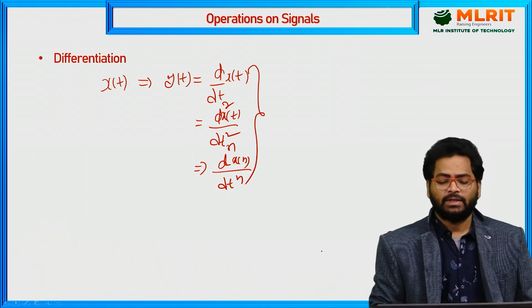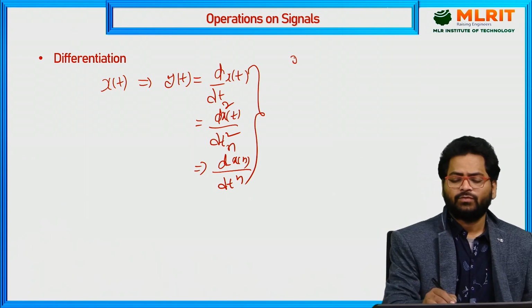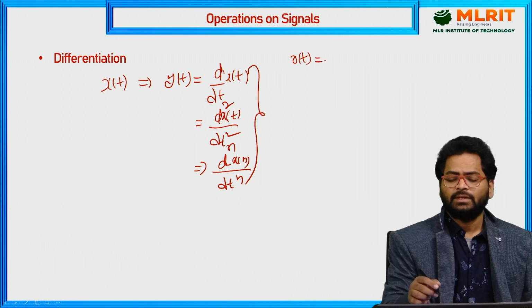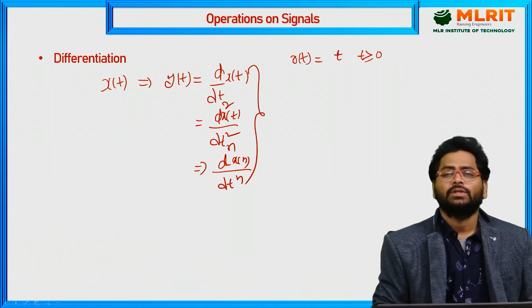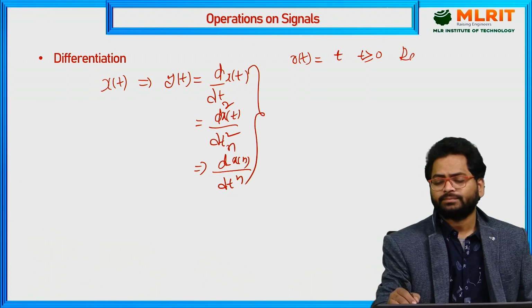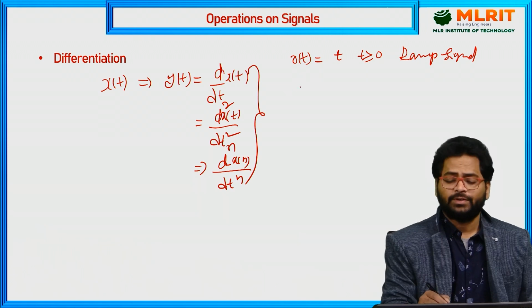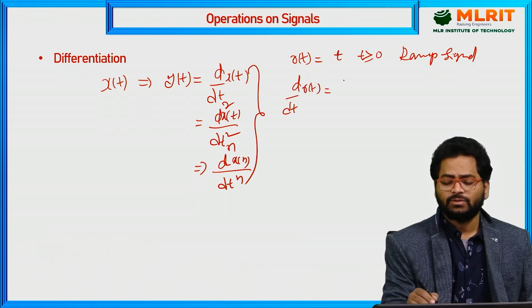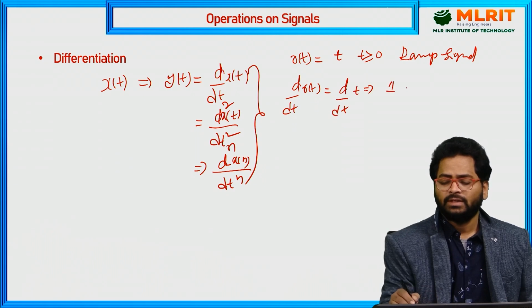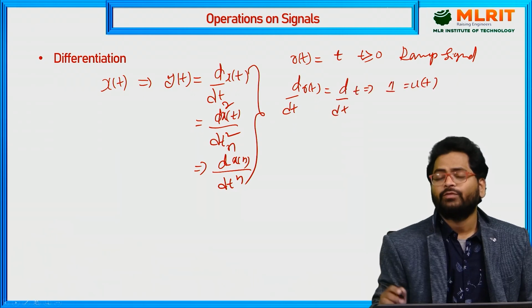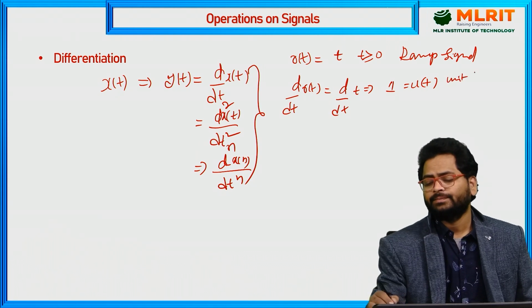Let us take some signal r of t. R of t means the amplitude is t for t greater than or equal to 0. This is a ramp signal. If you differentiate the ramp signal r of t, d by dt of r of t equals d by dt of t, which equals 1. That 1 is nothing but u of t, the unit step function.